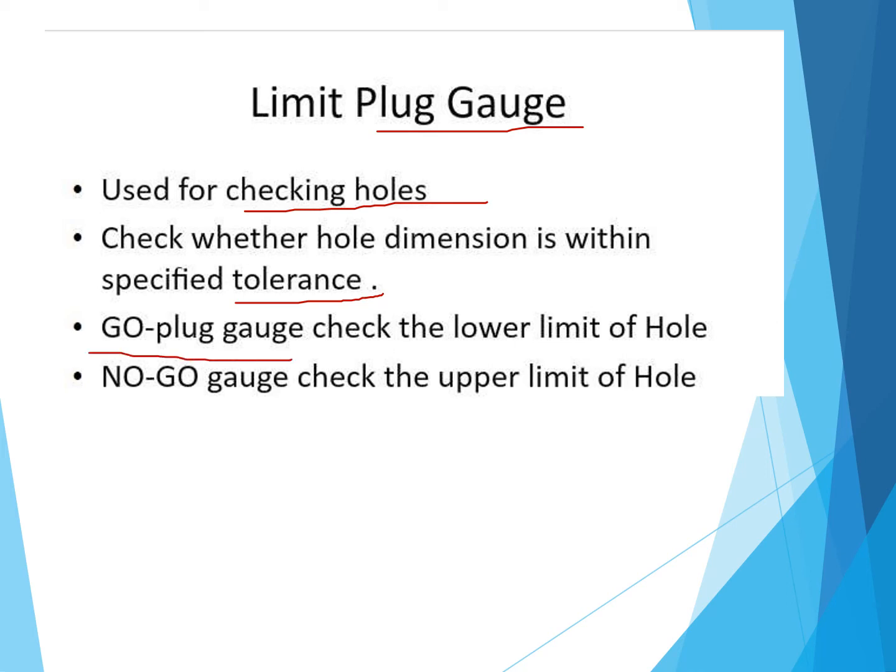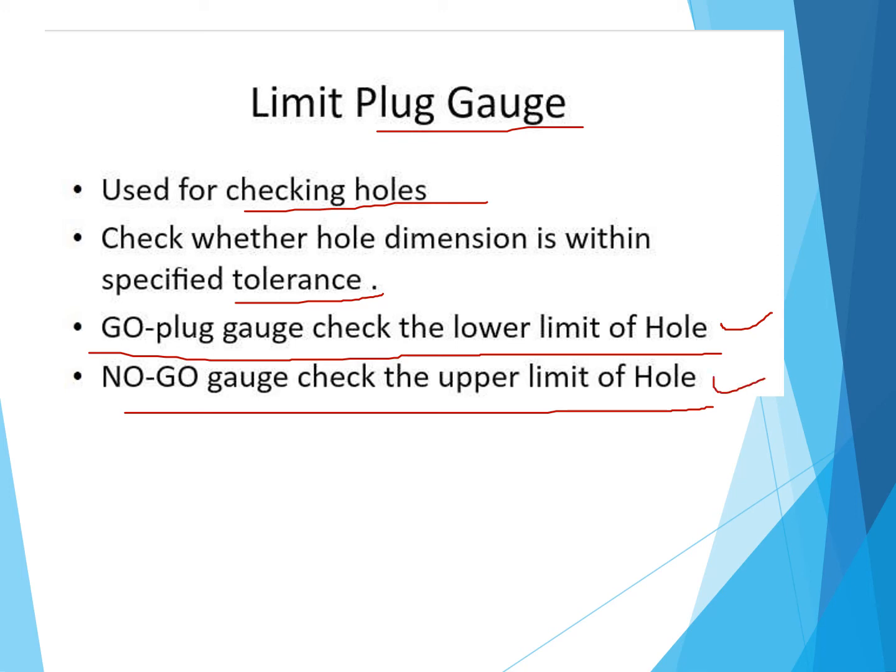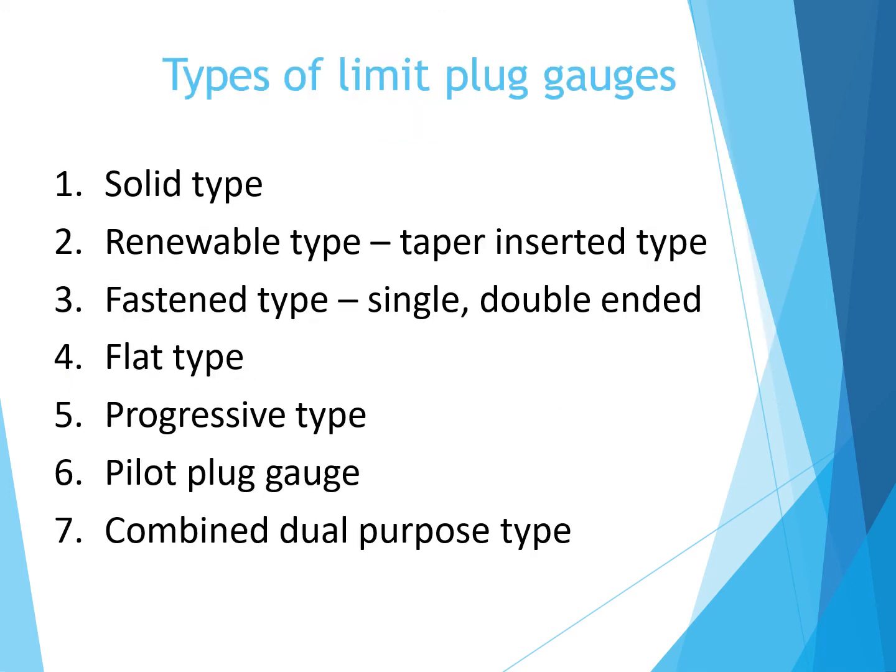So go gauge I am using for the lower limit of the hole, and no go gauge I am using for the higher limit of the hole. These two are very important for me. So I am using go gauge for what? Lower limit of the hole, and no go gauge for the higher limit of the hole.